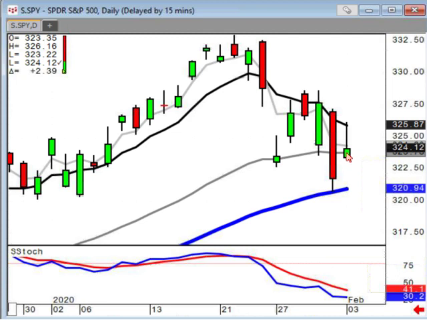Yeah, the Harami itself is the body: the open and the close inside the previous day's open and close.